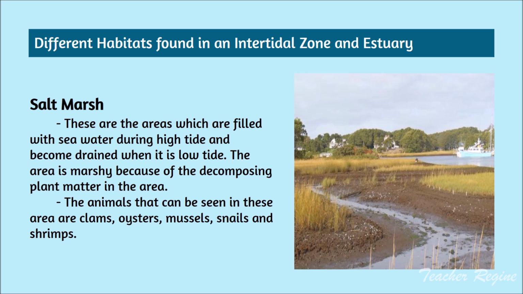Salt marsh. These are the areas which are filled with seawater during high tide and become drained when it is low tide. The area is marshy because of the decomposing plant matter in the area. The animals that can be seen in this area are clams, oyster, mussels, snails, and shrimps.